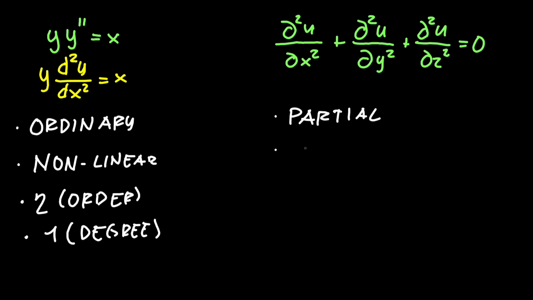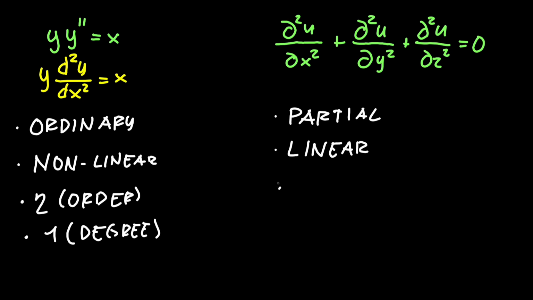Next up, to identify whether it is linear or nonlinear. If you can see here, all derivatives have a power of automatically 1, and we cannot see any trigonometric, logarithmic, or exponential function. So this is a linear differential equation.